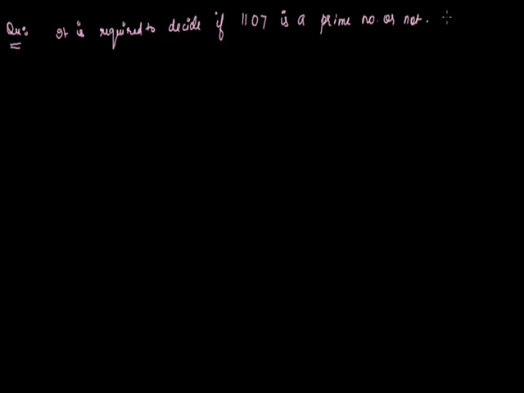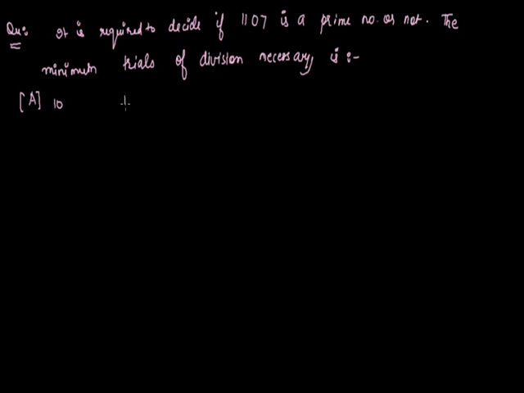Now one question based on primes and composite numbers. It is required to decide if 1107 is a prime number or not. Then how many minimum number of trials of division is necessary? The minimum trials of division necessary is: option A 10, option B 11, option C 12 and option D 235.